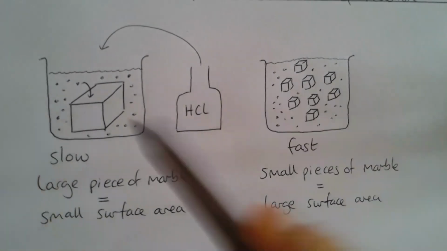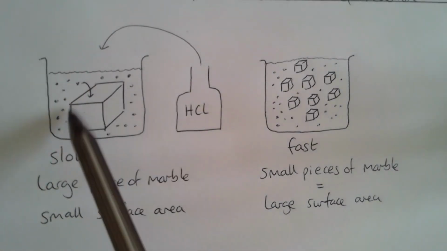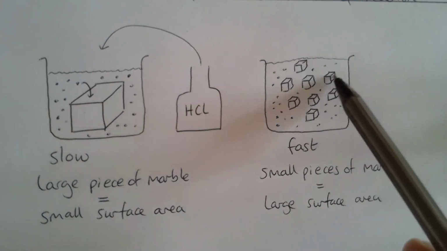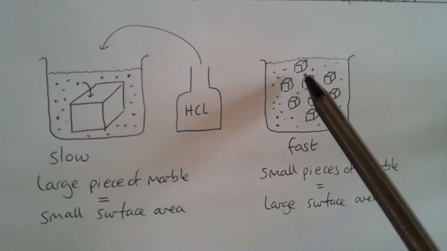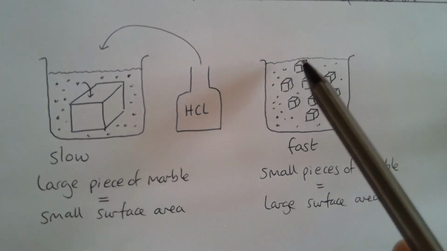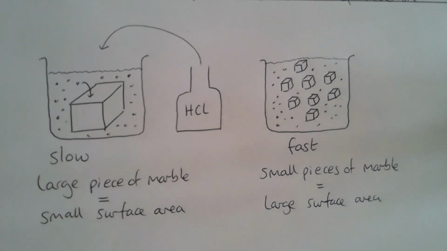Let's have a look at this one over here. So when we broke up our marble chip into 8 smaller pieces, we didn't change the amount of marble chip. We have the same amount of marble chip in total, but we've broken it into smaller pieces, and if we look at the surface area of all 8 of these combined, it's much larger.